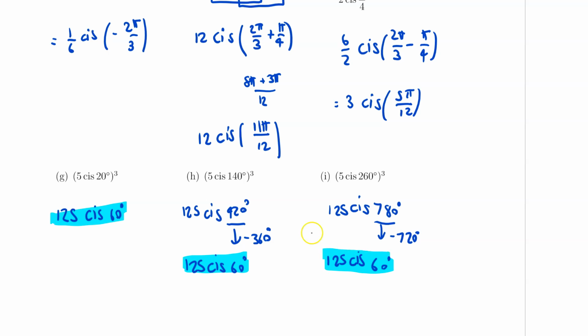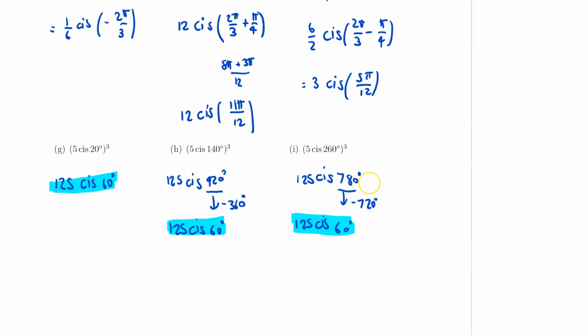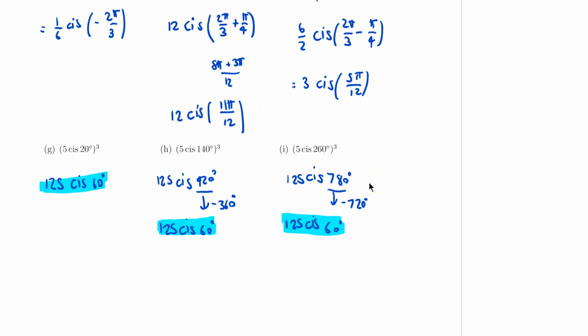So what this means is that when we raise these three, 5/6 of 20, 5/6 of 140, and 5/6 of 260, these are not the same thing, by the way. If I were to plot these on the complex plane, 5/6 of 20 is going to be about here. So it's going to be a vector that is 5 units long, and the angle here is going to be 20 degrees.